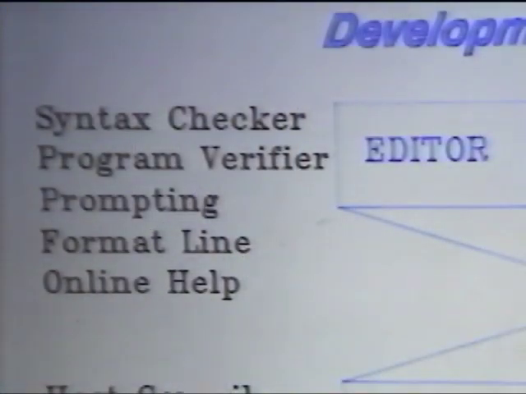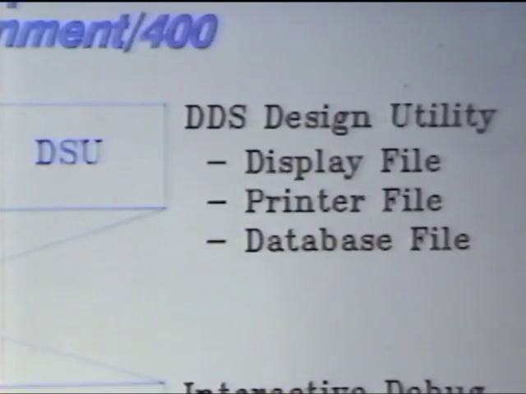Also, there's extensive online help from the editor, including language reference information, so that if the programmer needs to refer to any particular programming language question, he has context-sensitive help to help him answer those questions. There's the DSU capability, which is the DDS design utility. This is really a design utility to allow the user to define a screen, a report, or a database description file.